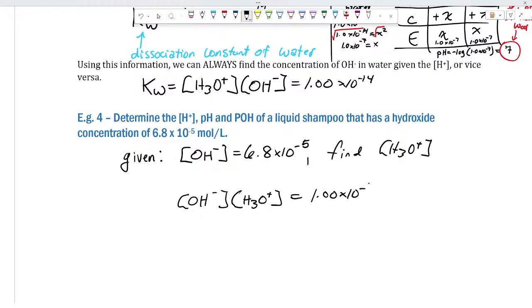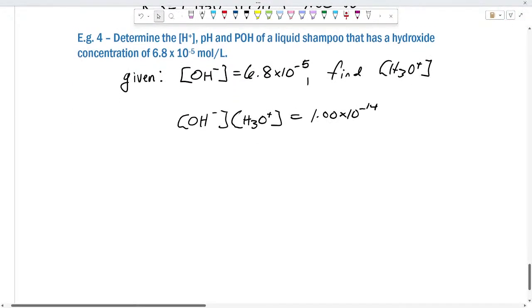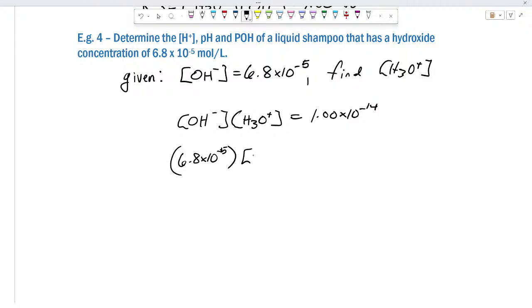1.00 times 10 to the negative 14. Well, that means that 6.8 times 10 to the negative 5, the concentration of the shampoo we were given, times the concentration of H3O plus, has to equal 1.00 times 10 to the negative 14. So all I have to do to solve for the concentration of H3O plus is divide this side by 6.8 times 10 to the negative 5. And of course, what I do to one side of an equation, I've got to do to the other.